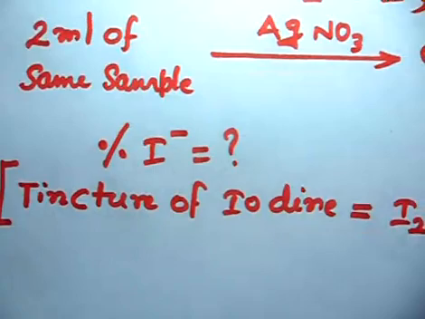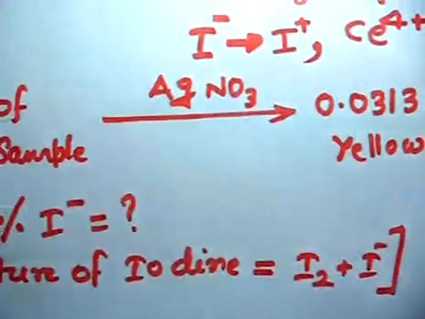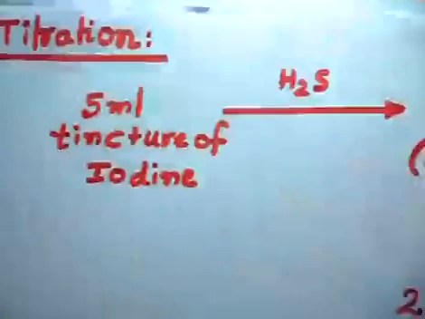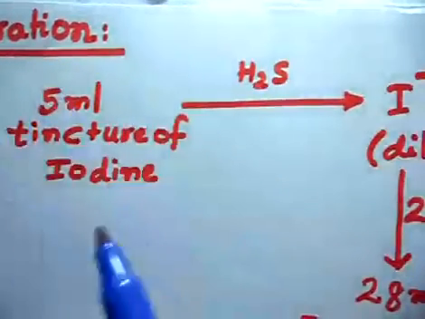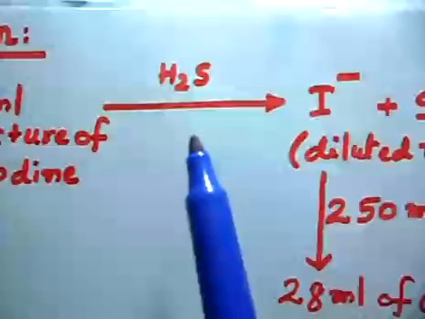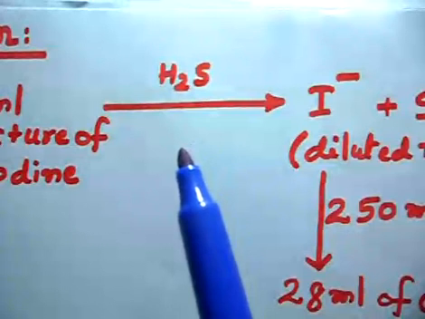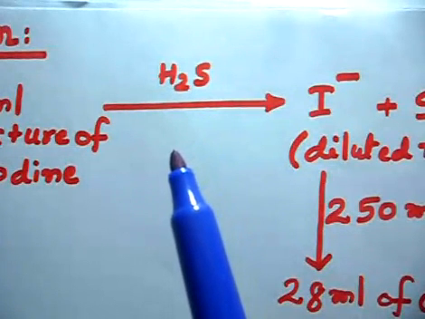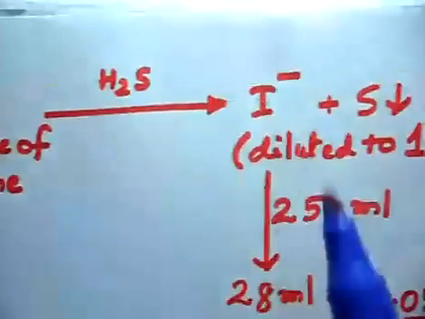Okay, let us discuss. So this problem says sufficient amount of H2S gas is passed through a 5 ml solution of tincture of iodine. So initially I have a 5 ml solution of tincture of iodine and H2S gas is passed through this sample. The question says it converts all its iodine to iodide. So all of the iodine that is here is converted into I minus.